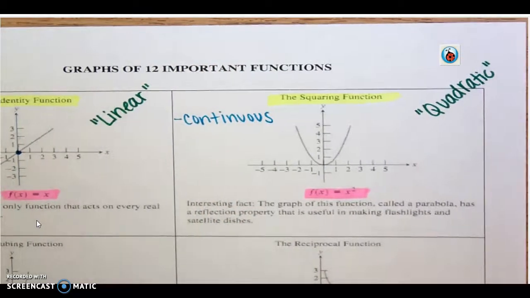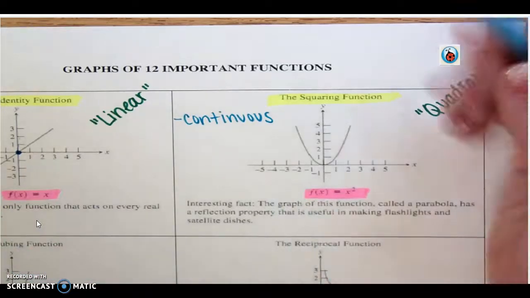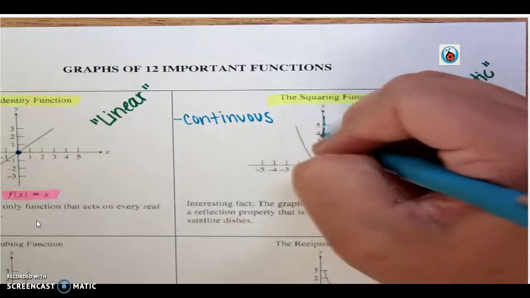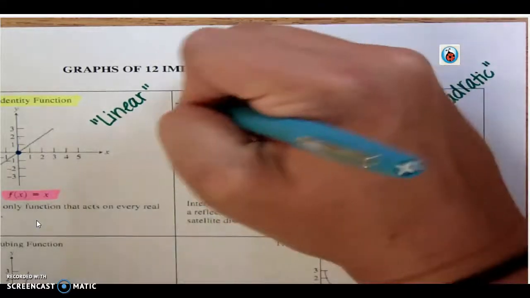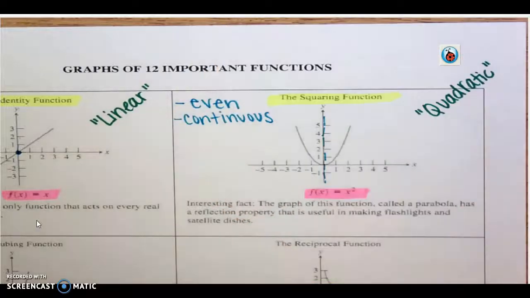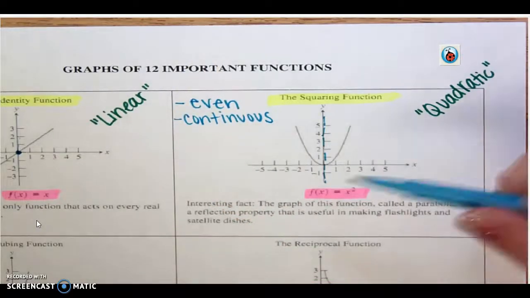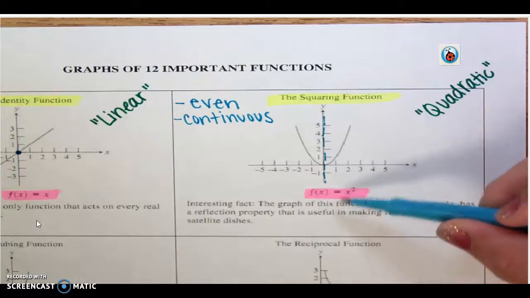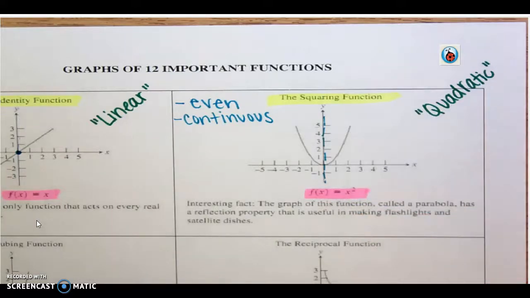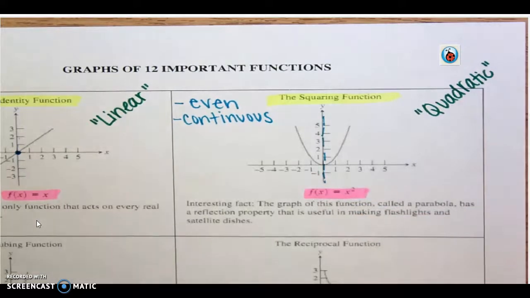So even, odd, or neither. Remember, odd we said on the first one was symmetric about the origin. Well, even is symmetric about the y-axis. Here's the y-axis, and you can see it is symmetric about the y-axis. So this is an even function. Also, if we did the test, if you were to plug in negative x, because it would be negative x squared, you would end up with the same thing that you started with. So that makes it even as well.